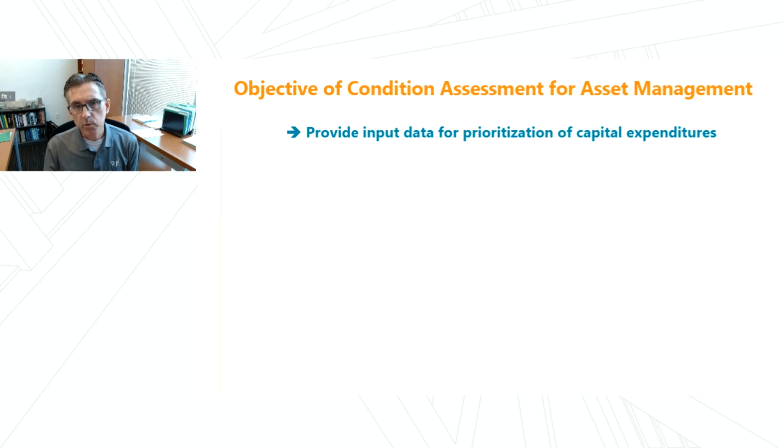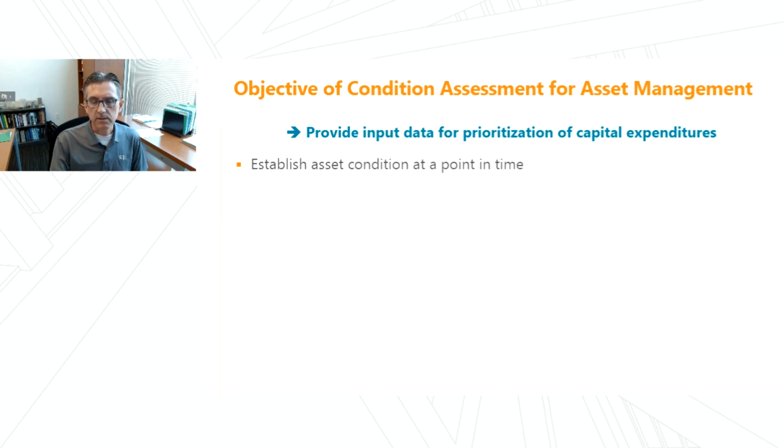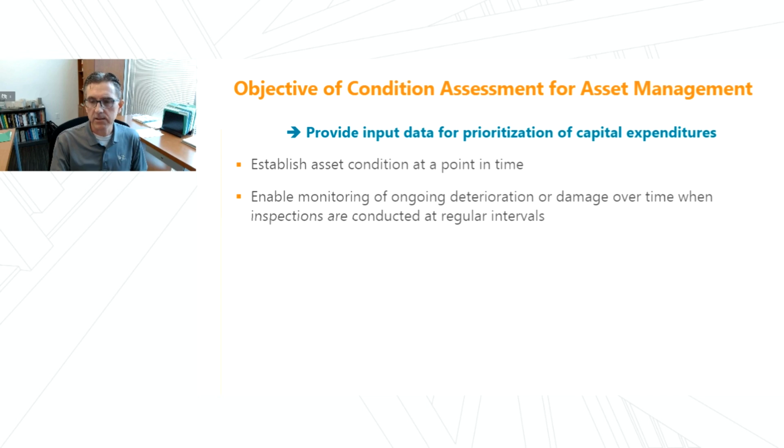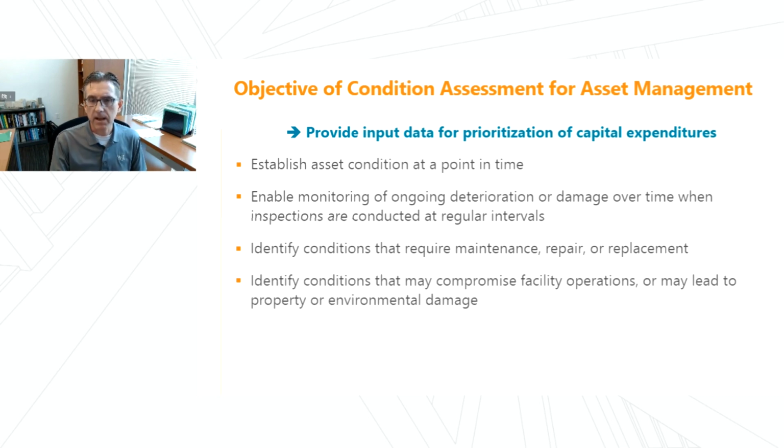So the objective of doing an inspection or a condition assessment for asset management purposes is really to get the input data that are needed for prioritizing capital expenditures. So this involves establishing that asset condition at some point in time, now or the future, monitoring ongoing deterioration or damage, identifying conditions that require maintenance or repair or replacement, and identifying conditions that might compromise facility operations.